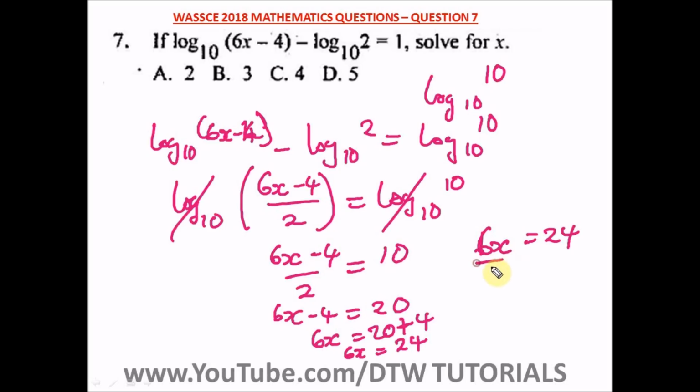So what do we do? We divide both sides by 6 to get our x. Okay, so x, how many times will 6 go in 24? It will go 4 times. Okay, so x is equal to 4. And our right option here is option C.